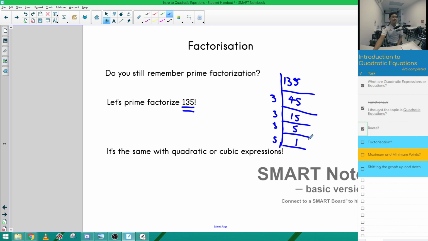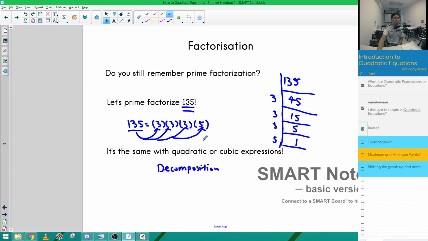Something like this. So I can say that 135 can be broken down into its individual ingredients like this: 3 times 3 times 3 times 5. So this is like factorization. Factorization really is about breaking things down into its simpler parts, which is why sometimes you might hear the term decomposition. We learn it in science, where, for example, when dead matter decomposes, it's broken down into simpler substances. It's the same thing here. We're taking one big chunk and breaking it down into its individual ingredients.